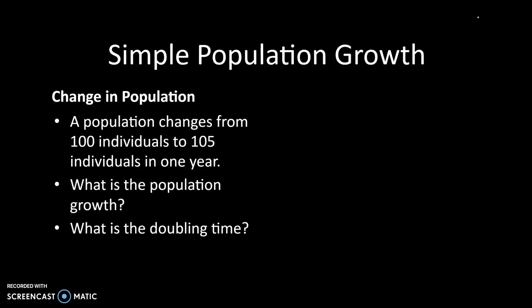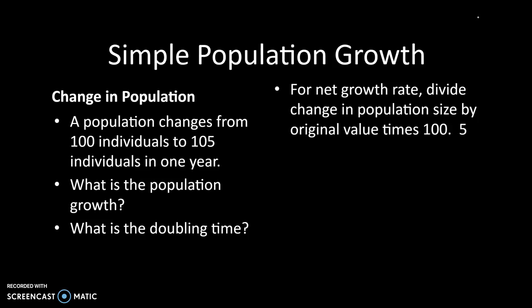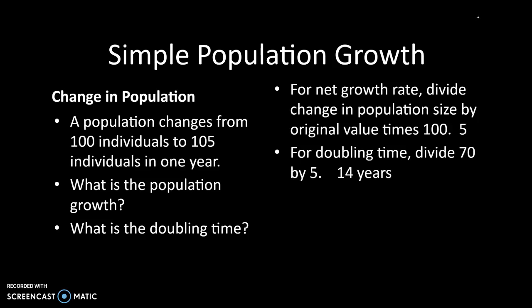This is a little bit of math, looking at some changes in population growth. You have a population of 100 individuals, and eventually it goes up to 105. So what is the growth? What is the doubling time? To figure this out, we look at the change from 100 to 105. That's 5. As a growth rate, that would be 5%. So what is the population growth rate? 5 divided by 100 times 100% gives you 5.